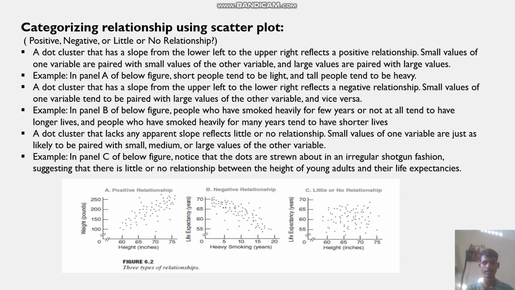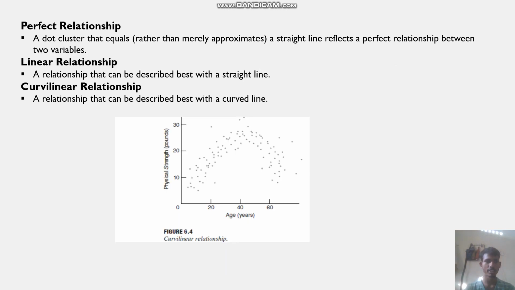Three types of relationships. Perfect relationship: a dot cluster that equals a straight line reflects a perfect relationship between two variables. Linear relationship: a relationship that can be described best with a straight line. Curvilinear relationship: a relationship that can be described best with a curved line.